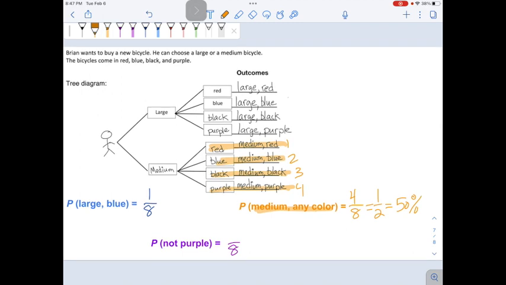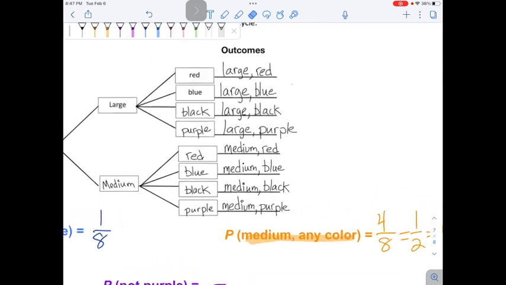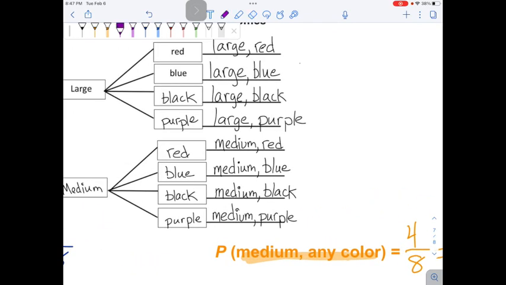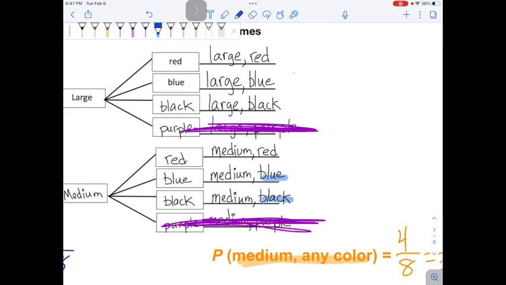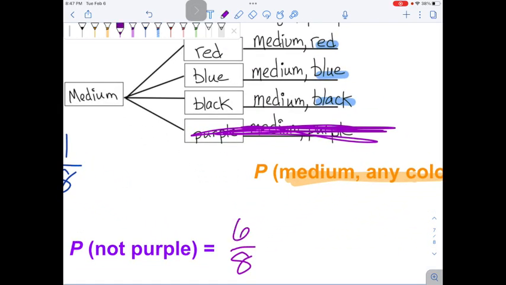And then the last one says the probability of not purple. So I'm just going to cross out the ones that are not purple. This one down here on the bottom has purple in it. Don't count it. This one here on the bottom has purple in it. Don't count it. But none of the rest of them have purple. So we can count all of those. There's 6. Here we go. 6/8. This is 3/4. I know this is 0.75, like 3/4, which means it's 75%.